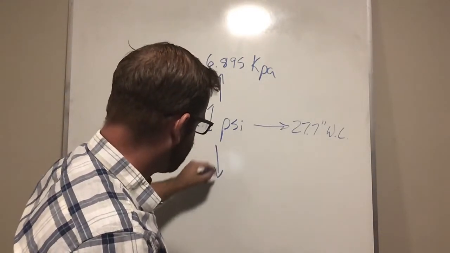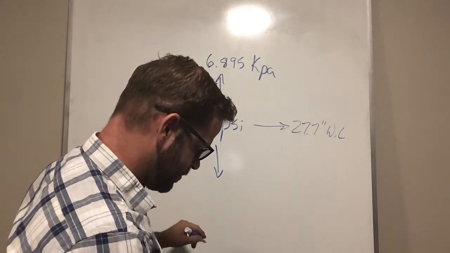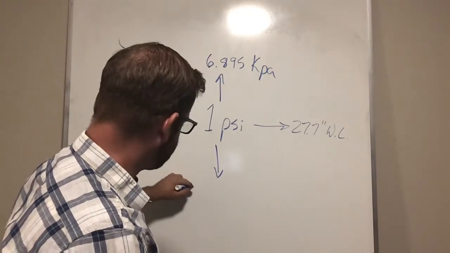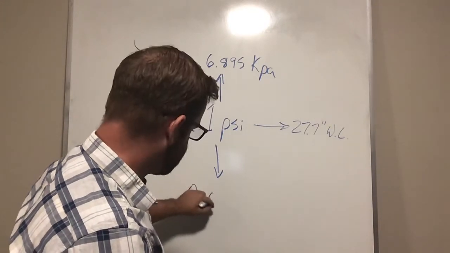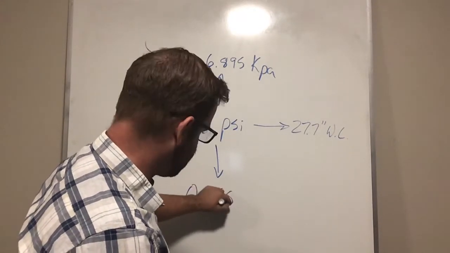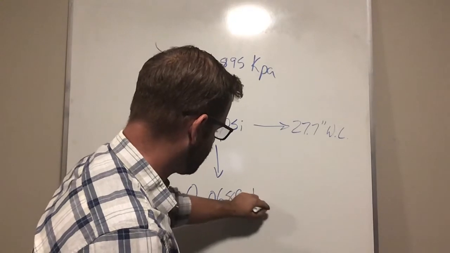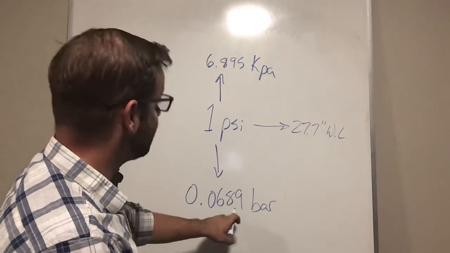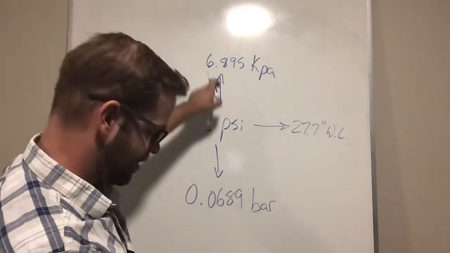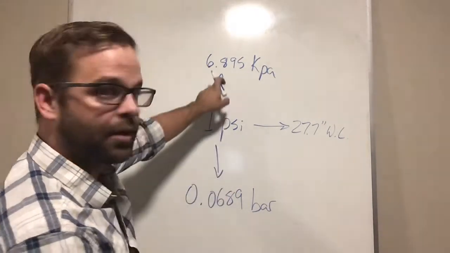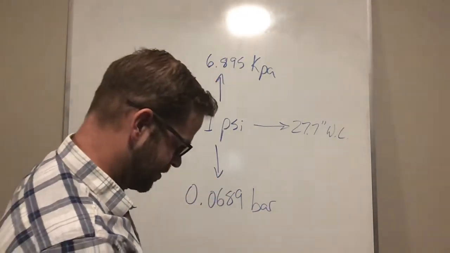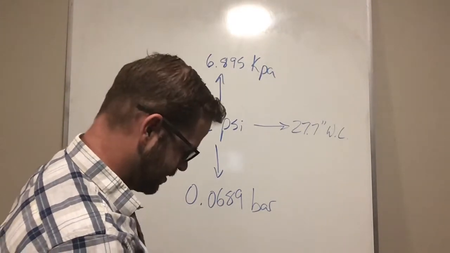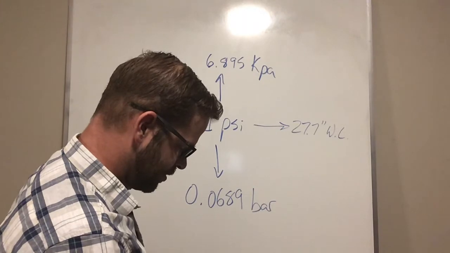The next one down is bar, and bar is equal to 0.0689. So 1 psi is 0.0689 bar. If you notice, these values are very similar. They use the same 689.